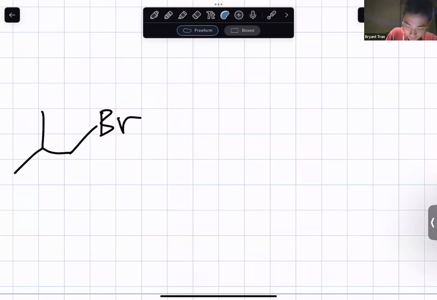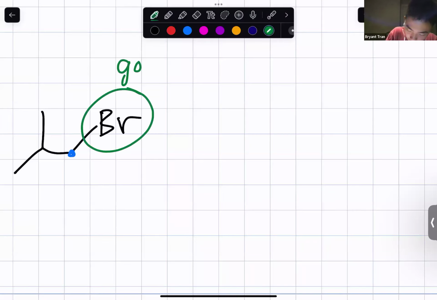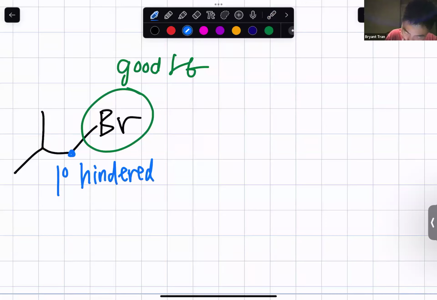This is trying to get into the primary substrates, because this carbon here is the substrate since it's directly attached to the good leaving group. And this is a primary substrate because it's attached to one other carbon, but the carbon that it's attached to is branched. It has more than one group attached to it, right? So that's what we call a primary hindered substrate.